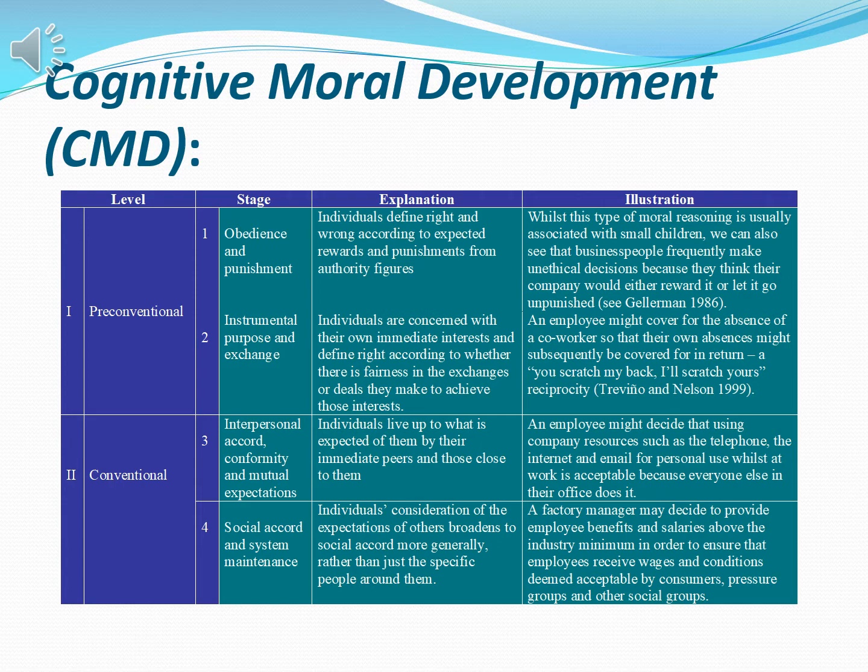While this type of moral reasoning is usually associated with small children, we can also see business people frequently make unethical decisions because they think their company would either reward it or let it go unpunished. Then instrumental purpose and exchange: individuals are concerned with their own immediate interest and define right according to whether there is fairness in the exchange or deals they make to achieve those interests.